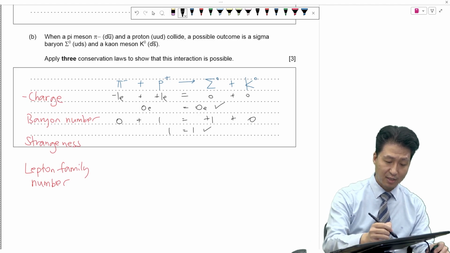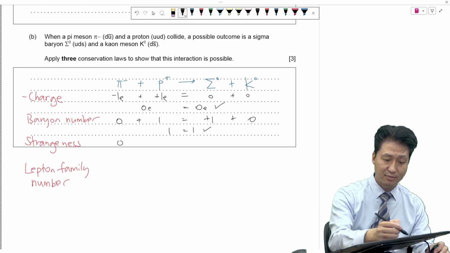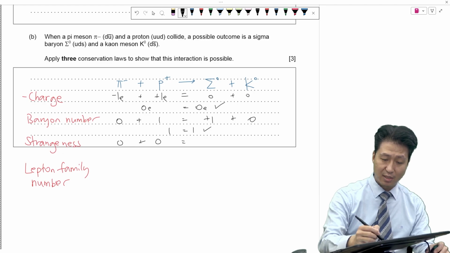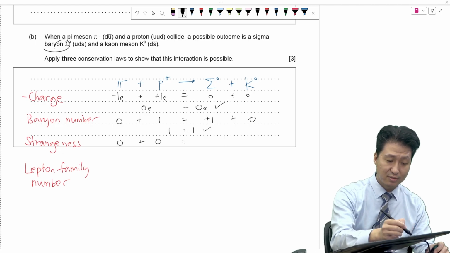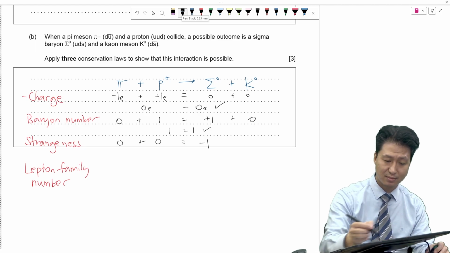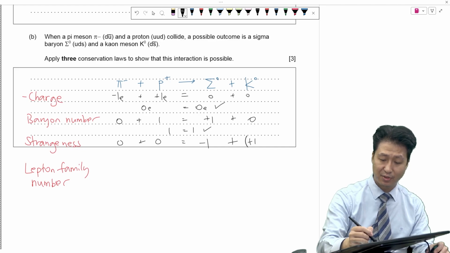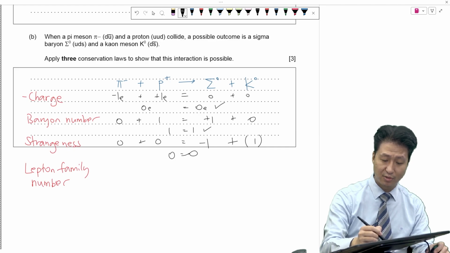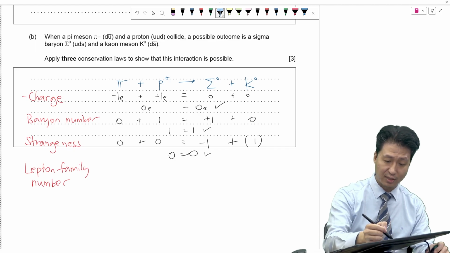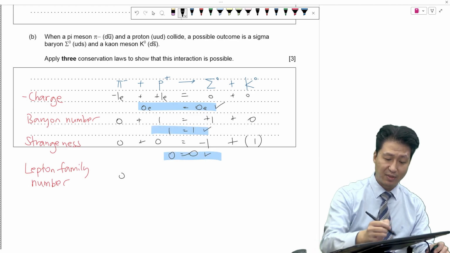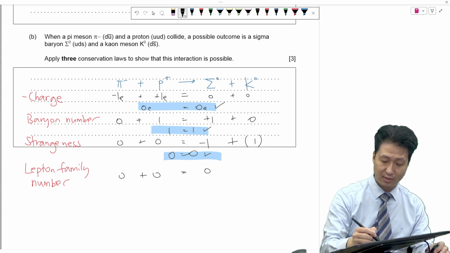What about strangeness? There's 0 strangeness for the pion. There's 0 strangeness for the proton. The sigma baryon has 1 strange particle, which means this is -1. And the kaon meson has a +1 strangeness. So again, 0 equals 0, so it checks out. I'll just highlight the checks. If you do lepton family number, they are all zeros. So 0 equals 0.